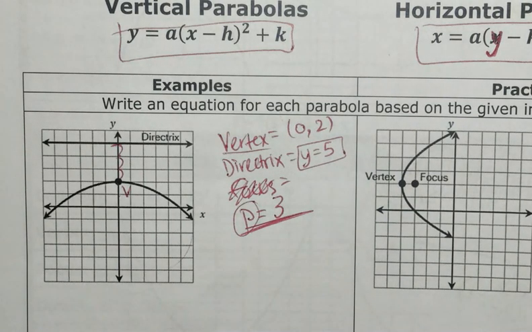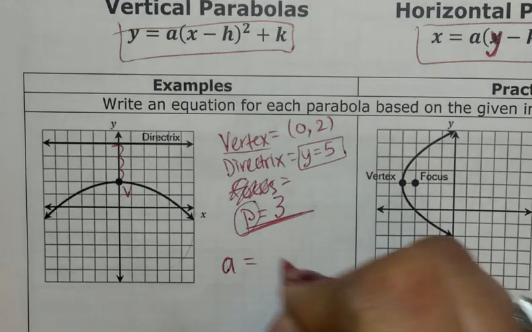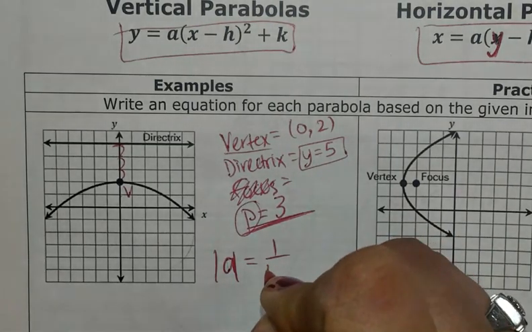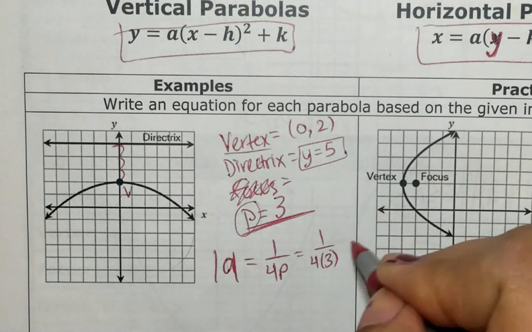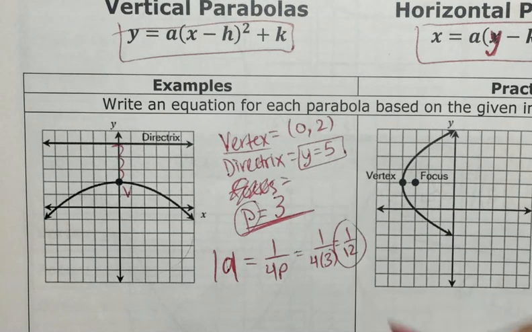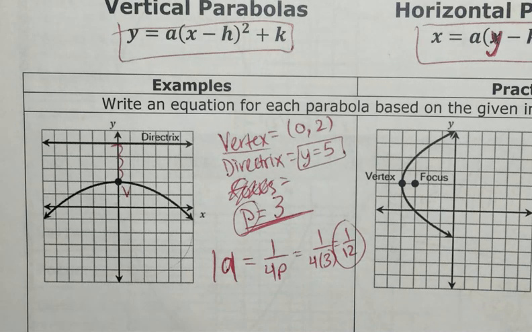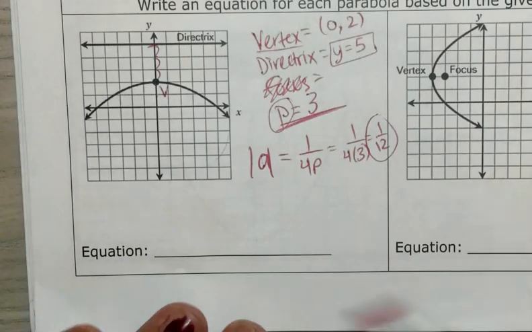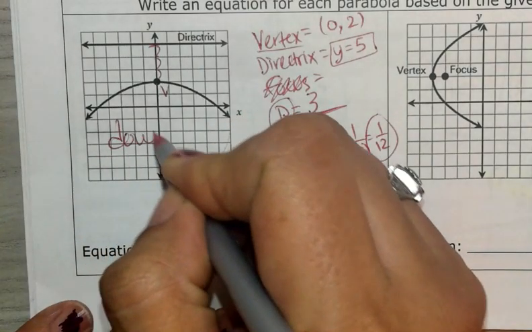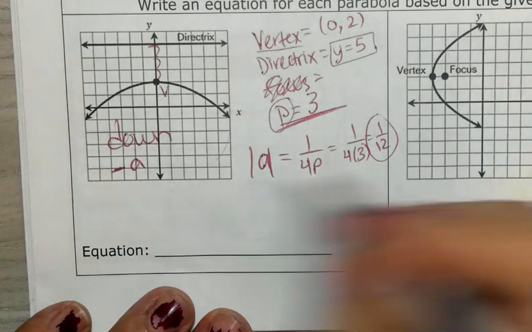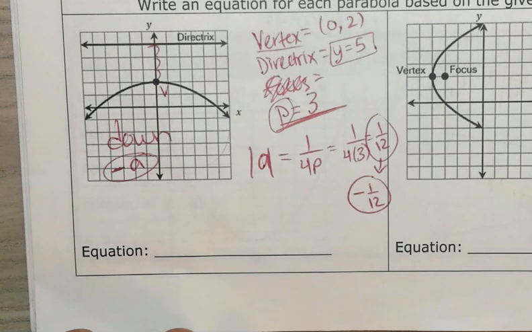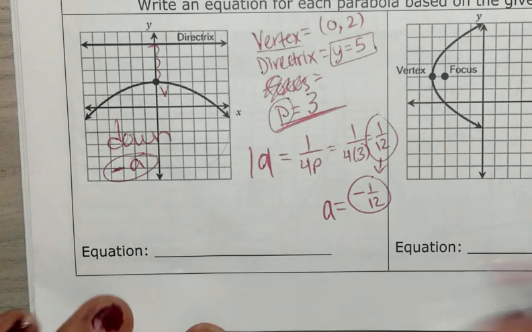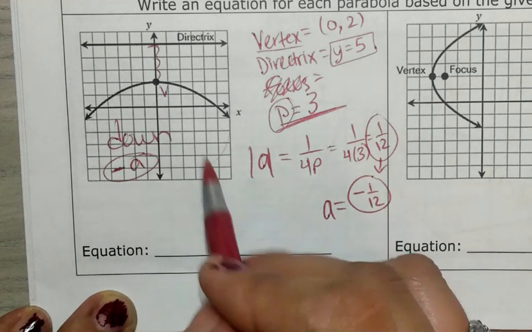Once you have the p, you can calculate the a by doing a equals 1 over 4p, which means it's 1 over 4 times 3, which is 1 over 12. So your a value is 1 over 12. Now you have to determine whether that a value is positive or negative based on the opening of this parabola. So it's opening down, which means you will have a negative a value. So this should actually become a negative 1 over 12. That's the a value.